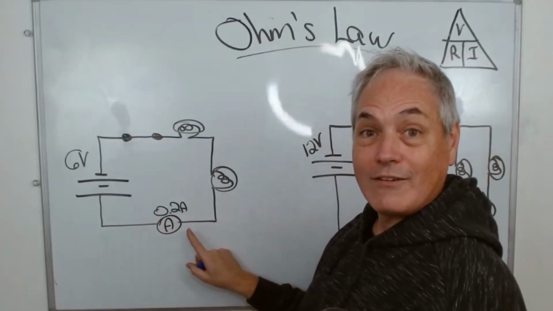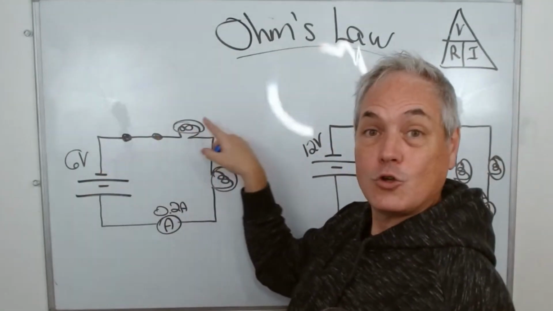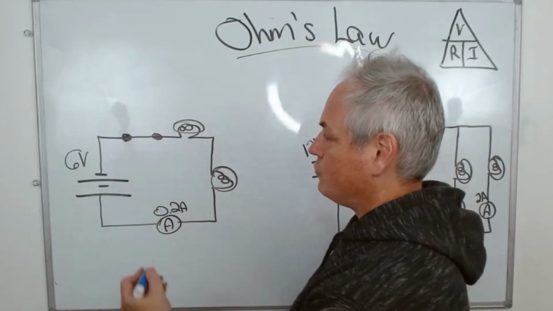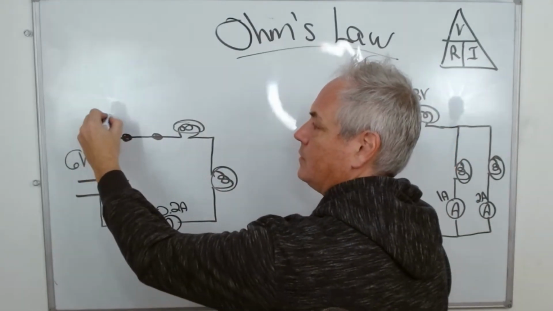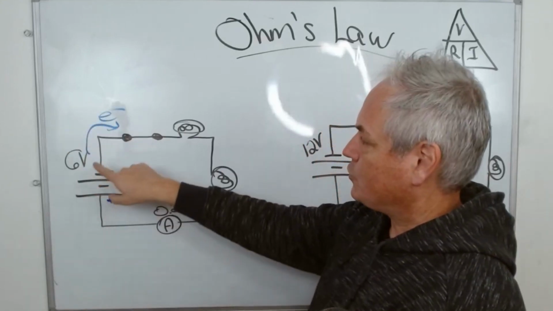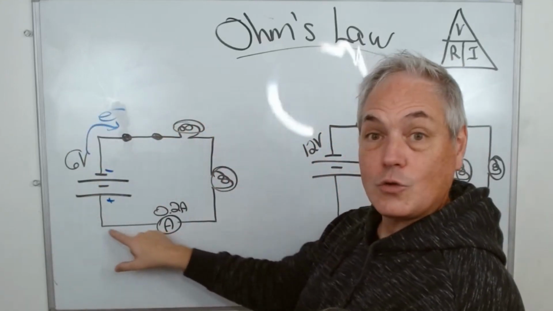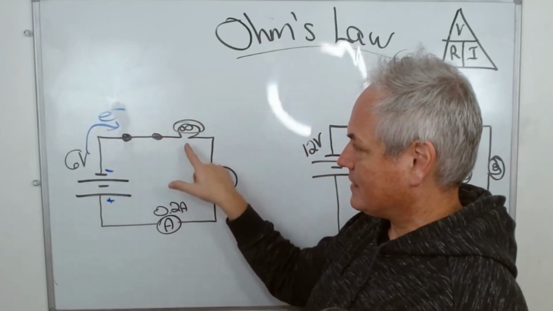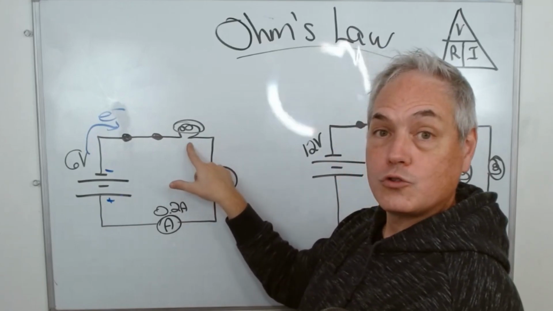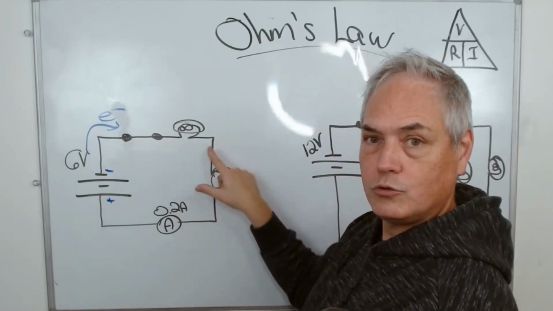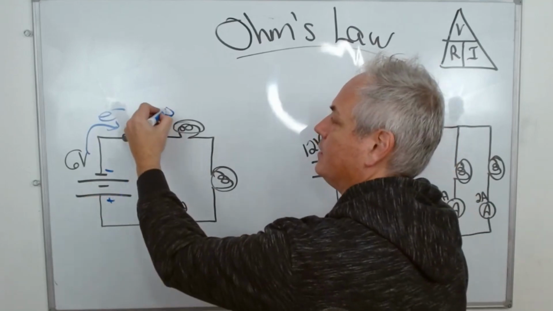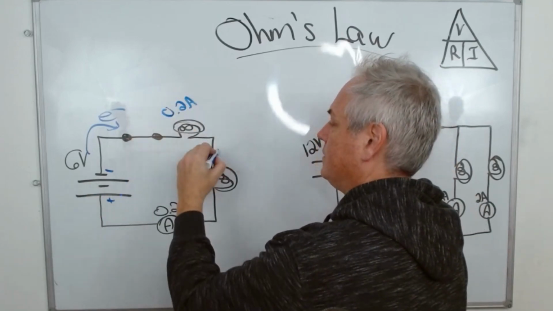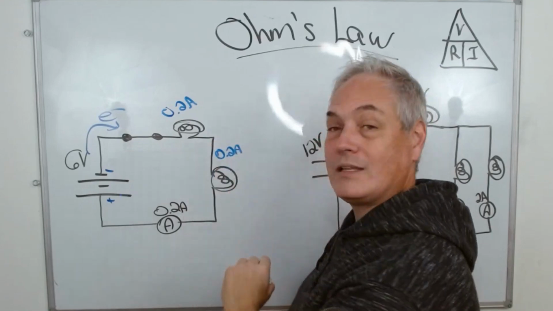First of all, if I have 0.2 amps here, and there's only one way for the electrons to go through, so this is negative, this is positive, the electrons are going this way. If there's only one path, what's interesting is that we have 0.2 here, 0.2 here, and 0.2 everywhere. 0.2 amps. So that's the first step.